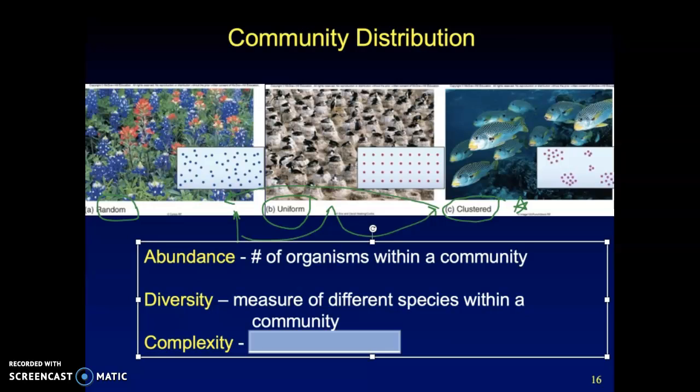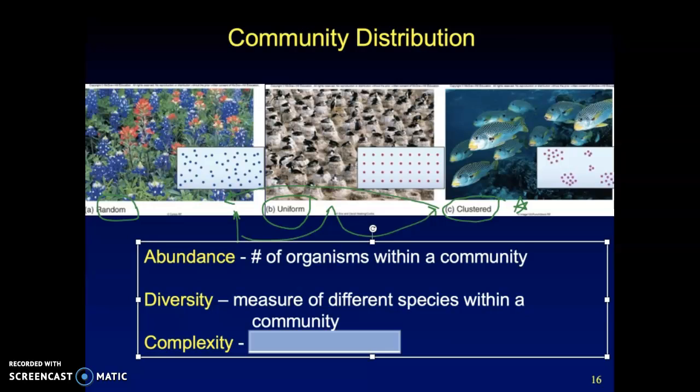Just because you have a lot of individuals doesn't mean it's a good community. Cornfield. Tens of thousands of corn plants per acre, but very little diversity. That's not good. That's not a healthy ecosystem when you have minimal diversity.